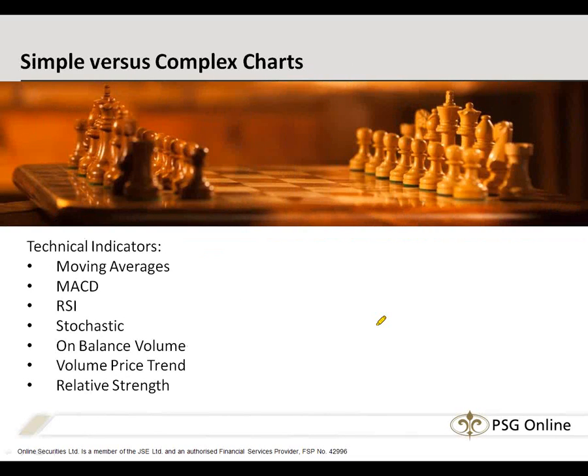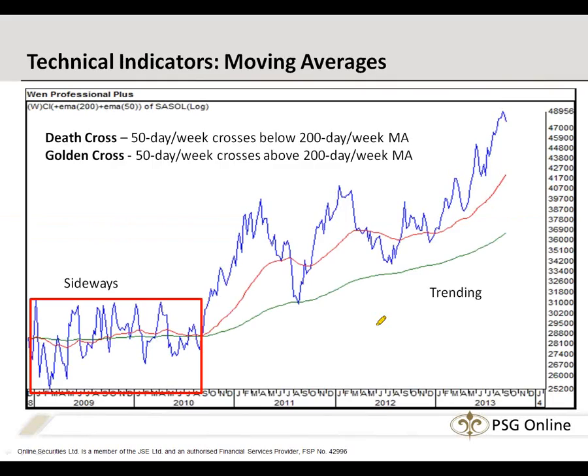So let's move on to some technical indicators. We're going to discuss some of the basics: moving averages, moving average convergence divergence, or MACD, RSI, stochastic, on-balance volume, volume price trend. Because remember, at the end of the day, technical analysis looks at 2 factors, price and volume. Price is people's supply and demand, and volume is people's commitment to price. So let's get into it.